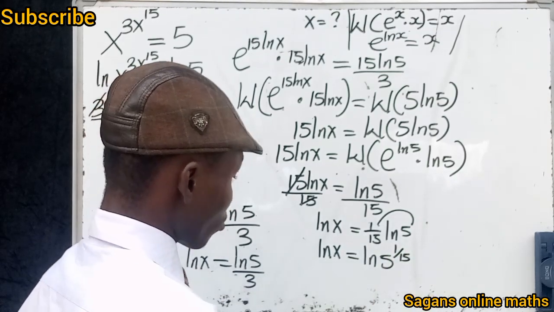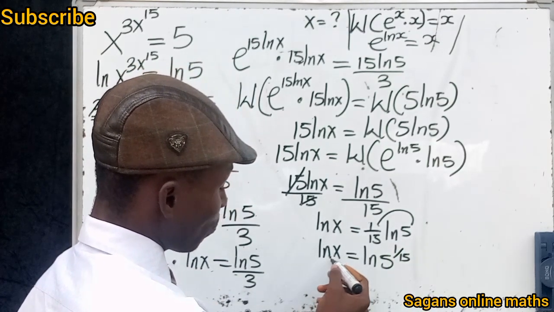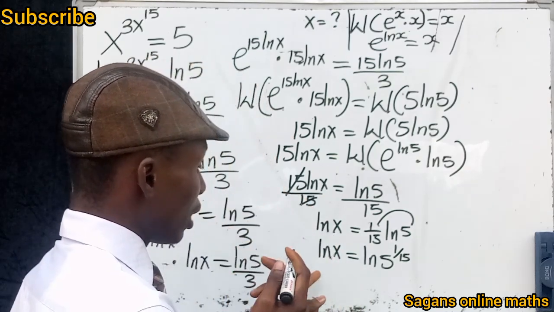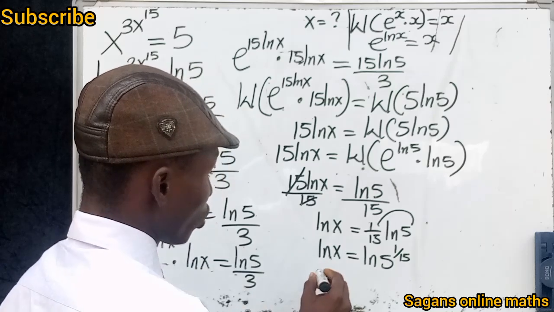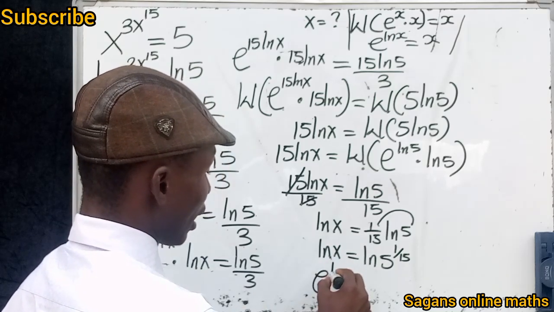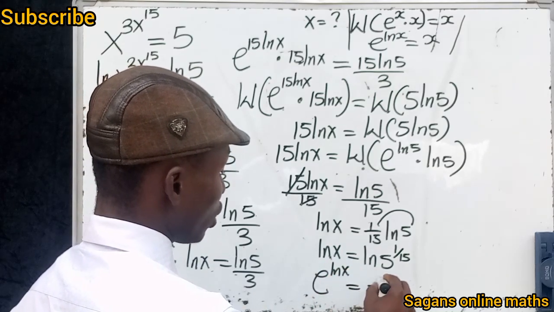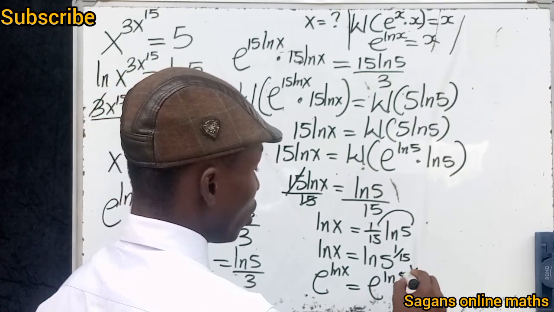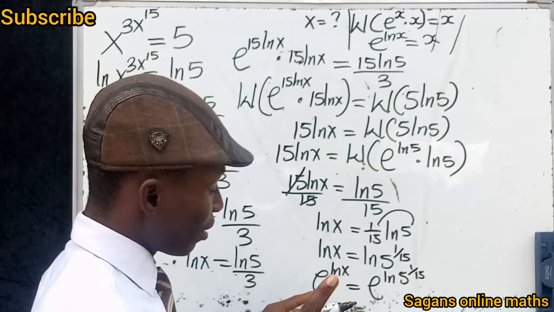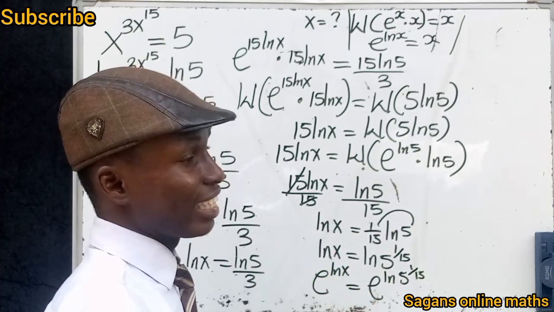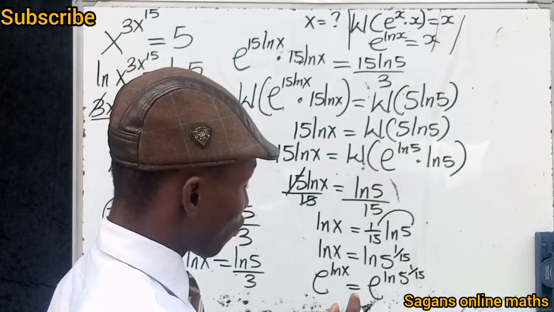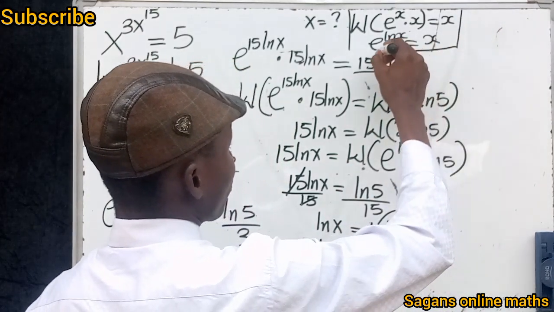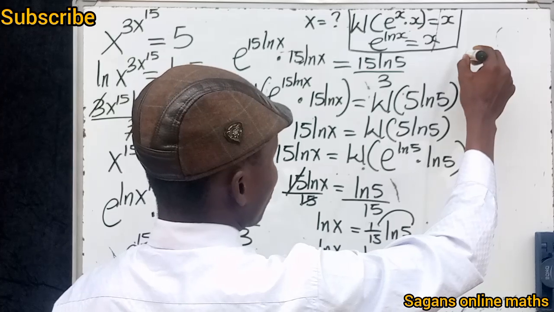Now you can see that the base here is e, it is in base e. So I'm going to take e of both sides so I can remove this ln. So this now becomes e raised to the power of ln x equals e raised to the power of ln 5 raised to the power of 1 over 15. Observe that e raised to the power of ln x will just give me x. That's why I say e raised to the power of ln 5 is just 5. So this is the property. So I'm going to have just 5, then just x.